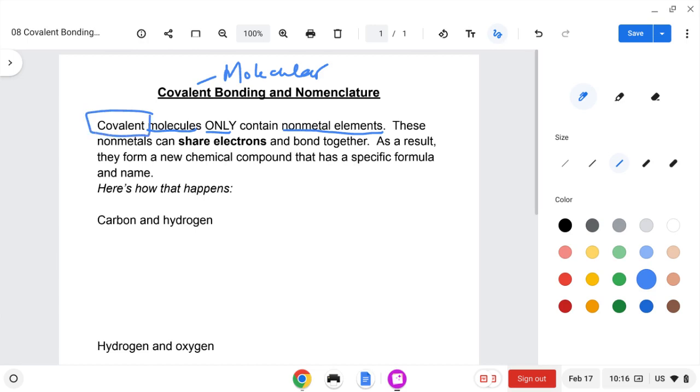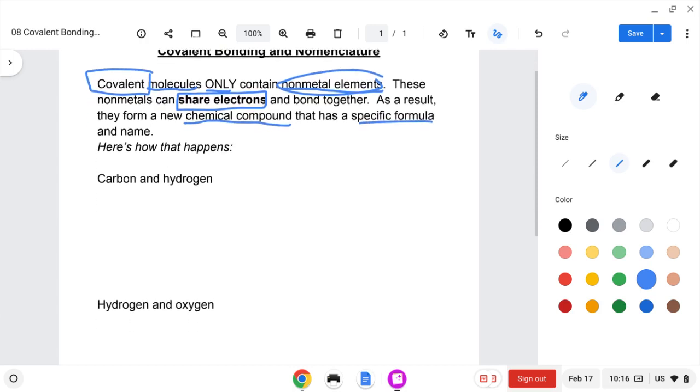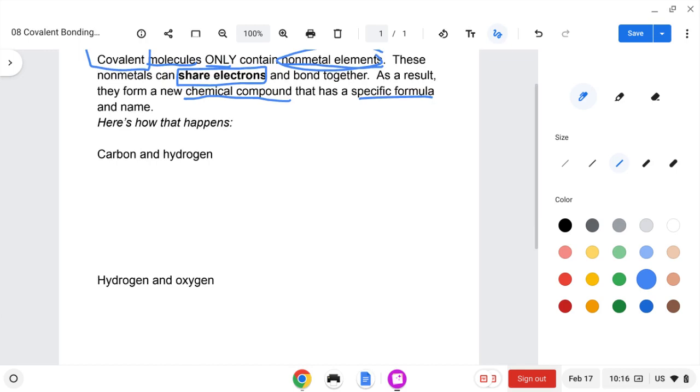Okay, so it's only non-metal elements, and the difference between covalents and ionics is that covalents will share electrons when they bond. Remember that ionic compounds are formed by electrons being transferred from the metal to the non-metal element. So here you don't have a metal. You only have non-metals. So their electrons are shared together and then they bond. As a result, they form a new chemical compound that has a specific formula and name. So let's go through and show what happens here.